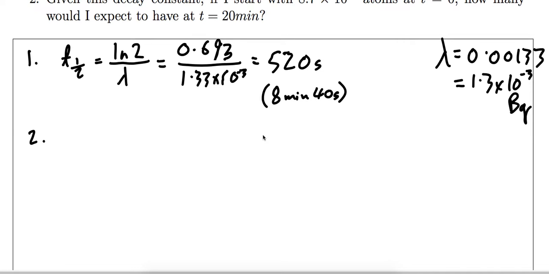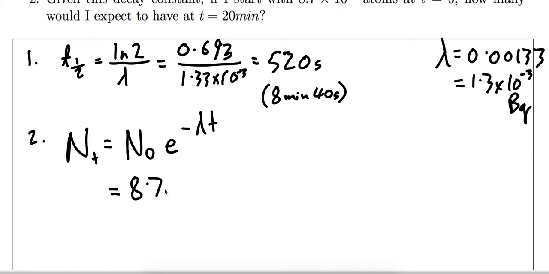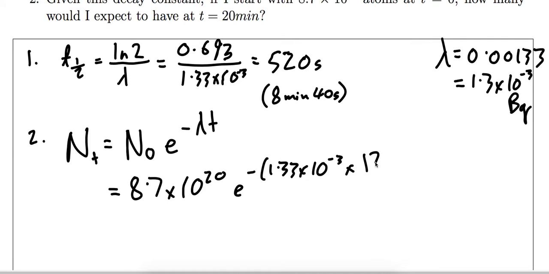So I start with, we've got the equation that says number of particles at time t is number of particles at time 0 times e to the minus lambda t. So in this case, number at 0 was 8.7 by 10 to the 20, times e to the minus 1.33 by 10 to the minus 3 times the time. Now we should work in seconds, which is the SI unit, so 1200 seconds for the 20 minutes.